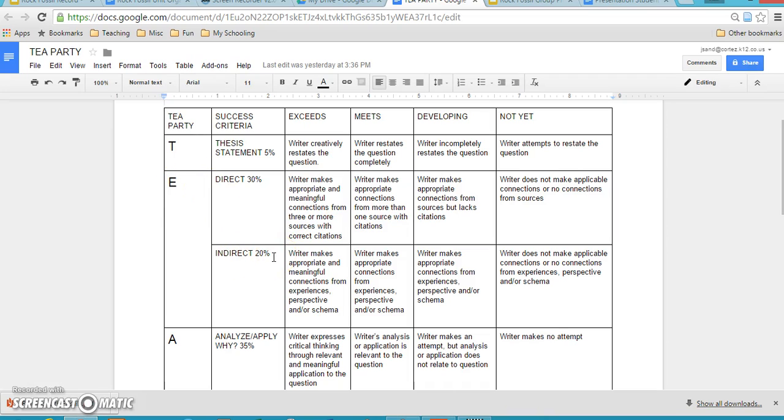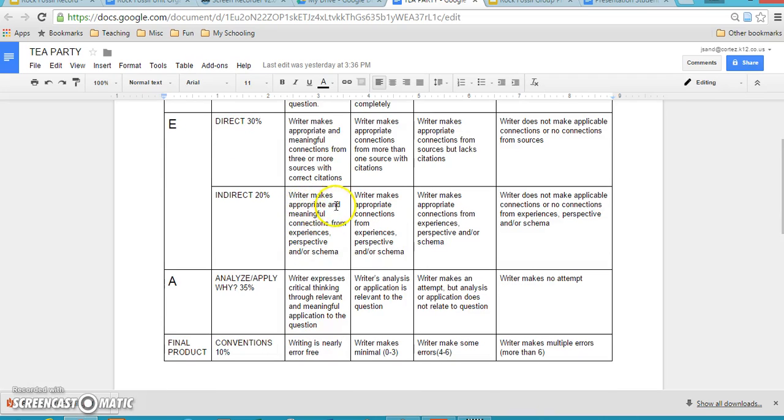Indirect is 20%, and this is evidence that, you know, maybe you're making connection to things you've learned in the past or life experiences that you've had. So it's not like direct in the sense that you have a graph or an article that you can cite. This is more, you know, maybe we talked about it in a lab in passing, and you can refer back to a conversation we had, right? But again, this is going to be appropriate and meaningful. It powerfully illustrates the topic you're talking about.